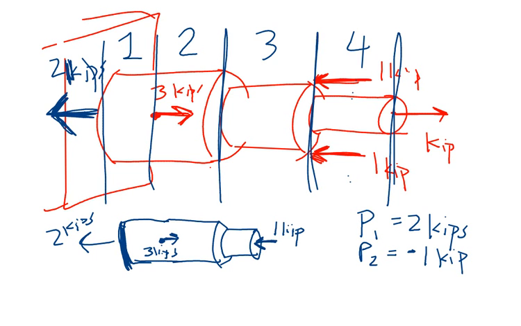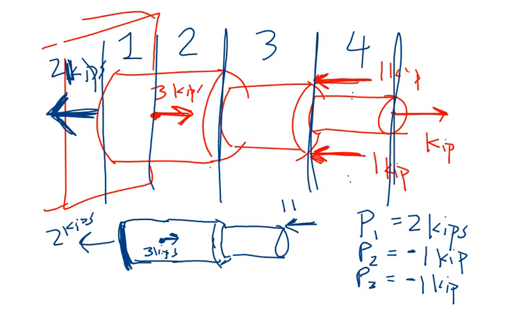1 kip compression. So P3 is also a negative 1 kip. Okay. And finally, my 4th piece. If I make a cut in segment 4, it means I have to account for these 2 1 kip forces. 1 kip, 1 kip. Okay. And then segment 4, I make a cut there.